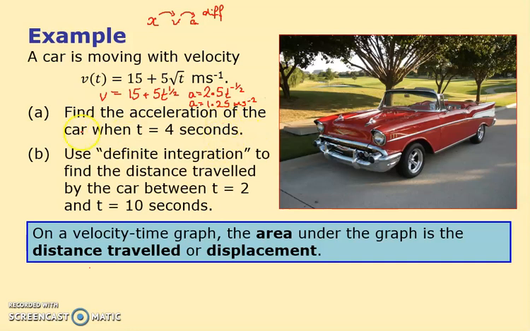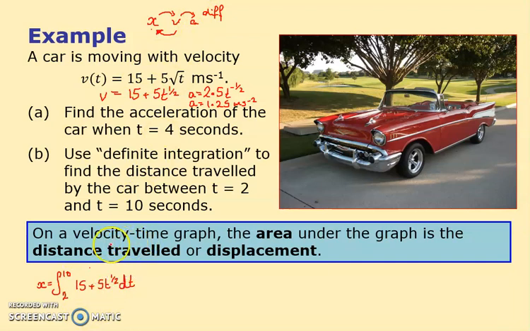Then there's another one that says use definite integration to find the distance travelled by the car between t equals 2 and t equals 10. So it highlights the fact that if you want a distance travelled between 2 times, you can just do the integral between 2 and 10. That's like the displacement, but for a distance travelled between 2 times, you integrate between these 2 times. Notice I've got my v already, that's 15 plus 5t to the half, and so what I've got to do is integrate.